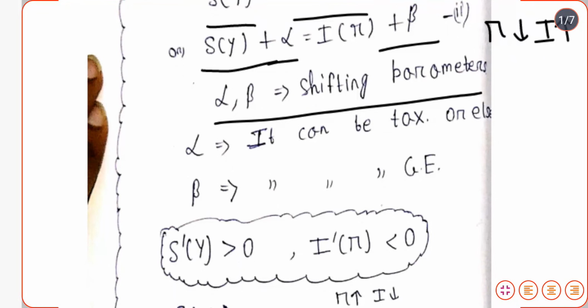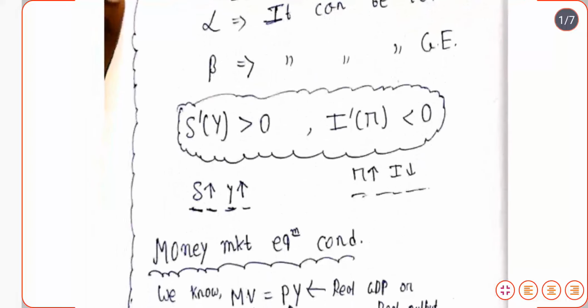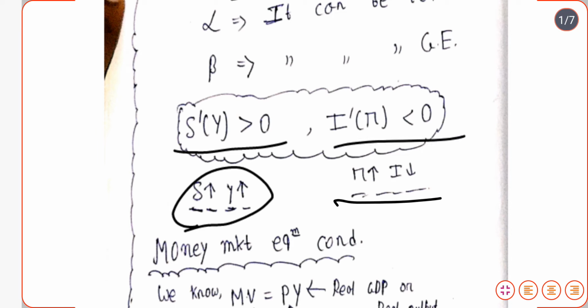Next, as I have said, as our income increases, our saving will also increase. So this is a positive function. The first order derivative S dash y is greater than 0, or positive. Similarly, I dash r is negative, because as the rate of interest increases, investment decreases. So it is a negative function of the rate of interest.